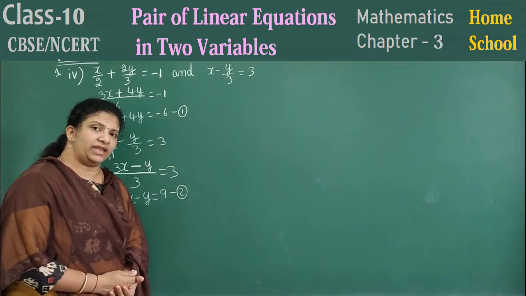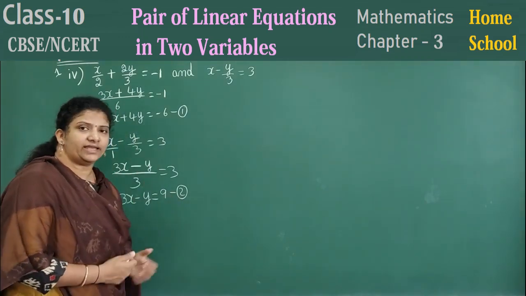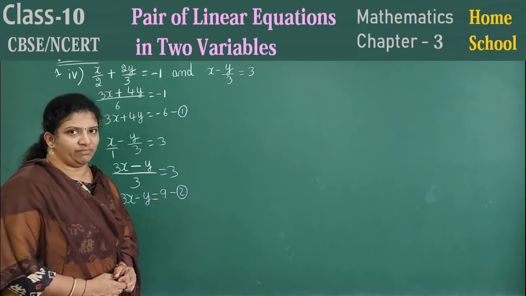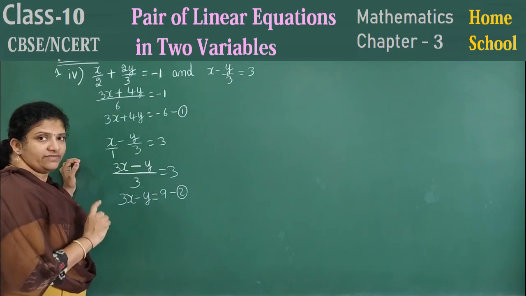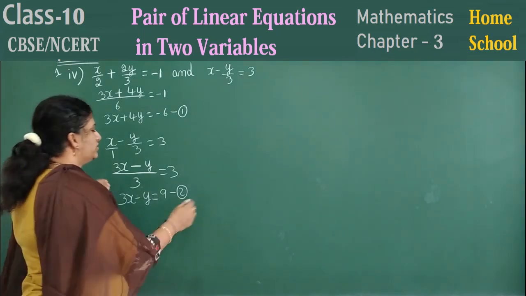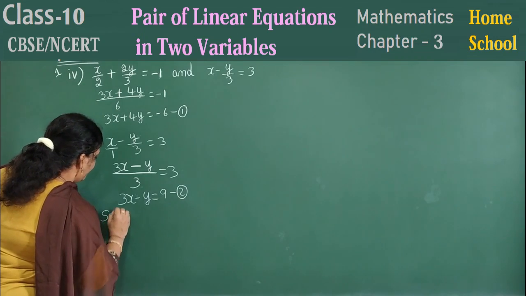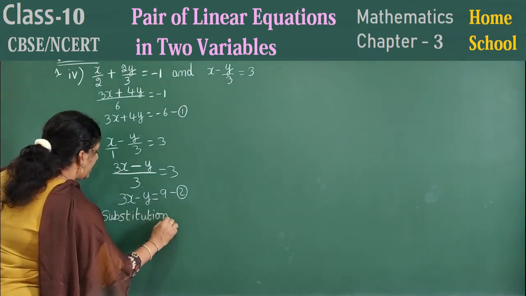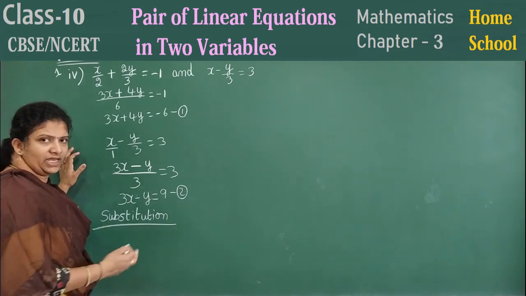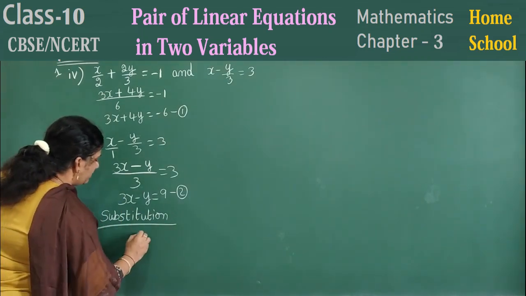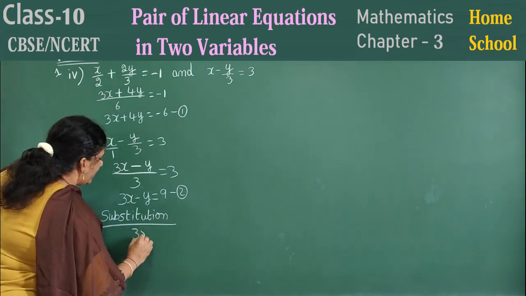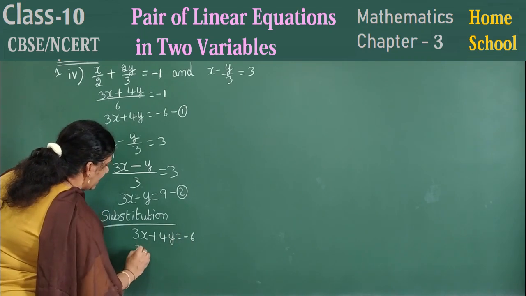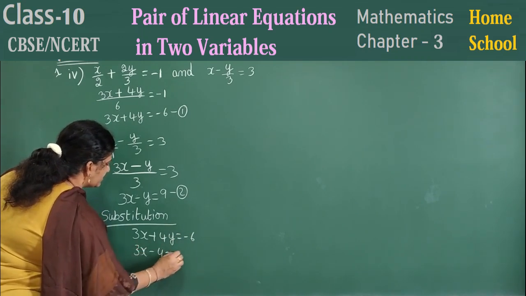Now, what is your main heading? Solve the pair of two linear equations by the substitution method and also the elimination method. So now, let's start first with the substitution method. Substitution and elimination, both we need to do. Any one you can start first. Let me take the two equations: 3x + 4y = -6 and 3x - y = 9.